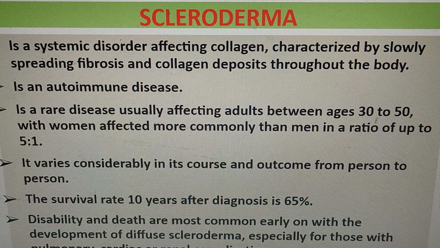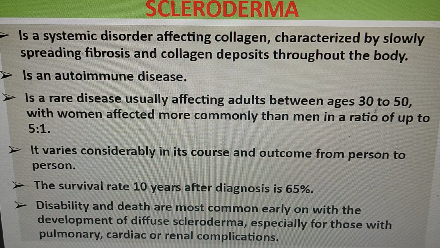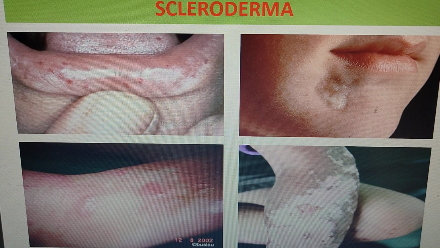Scleroderma is a disease affecting the skin, the collagen of the skin. Disability and death are most common early on with the development of diffuse scleroderma, especially for those with pulmonary, cardiac, or renal complications. Renal means complications pertaining to the kidney. So a picture of the disease is this. Take a look at this, guys. The lips, by the mouth, the skin on the arms. That's how it looks.